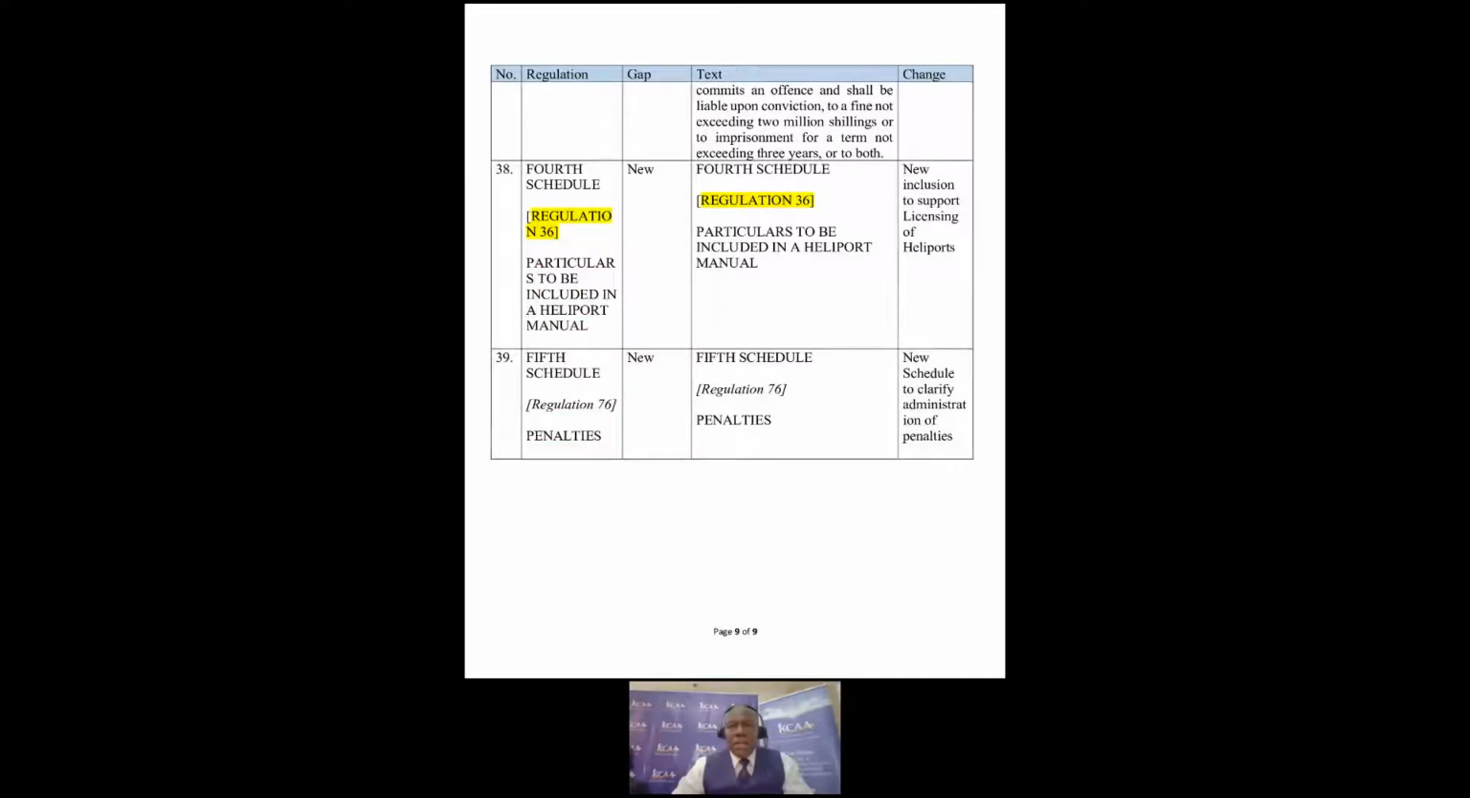Then there's the 4th schedule, which is introduced pursuant to the new Regulation 36, which addresses heliports. So this schedule, the 4th schedule, is on the particulars to be included in a heliport manual. And then the 5th schedule is also a new schedule which breaks down the penalties as provided for in Regulation 76. So those are the brief changes that have gone into these regulations.